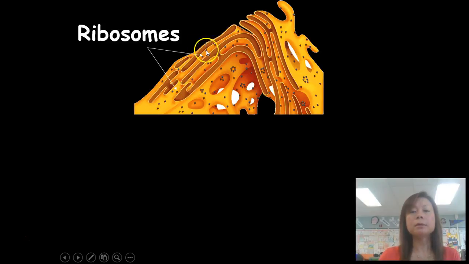The ribosomes are the little tiny dots that you see inside the cell, and some of them are stuck on the ER and some are just floating freely inside the cytoplasm. And what they do is they make protein for the cell.